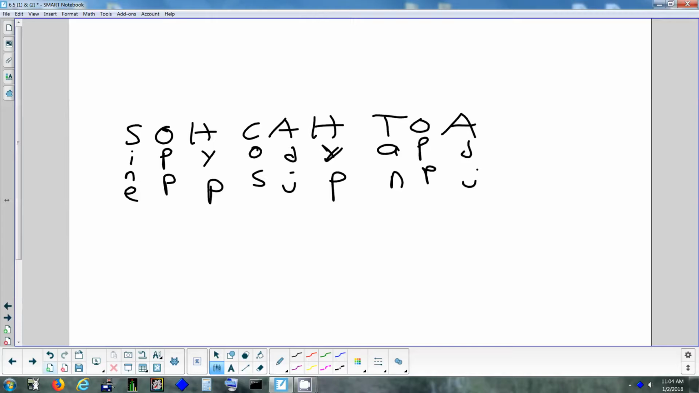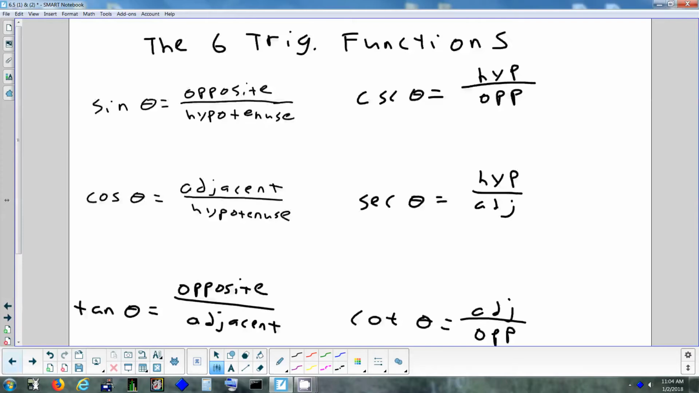So reading down kind of tells you which one is which. If you can remember that, that'll kind of help you. And then remember, flip them, and that gives you all the other ones. Okay, so SOH CAH TOA.